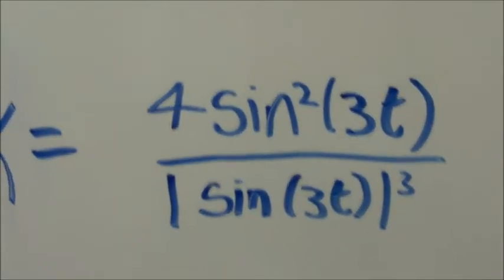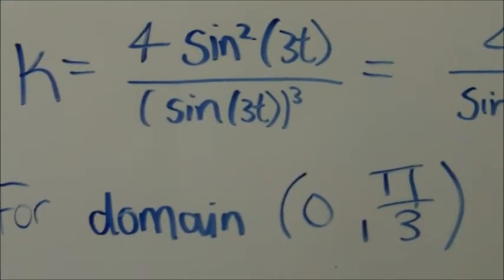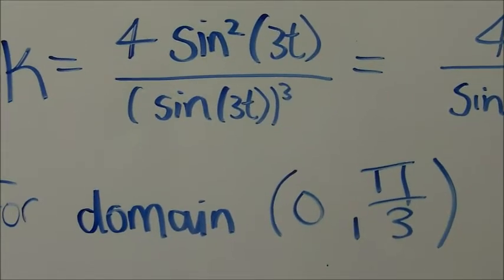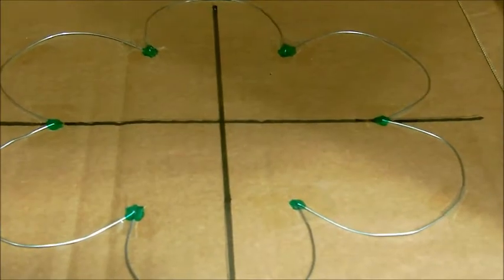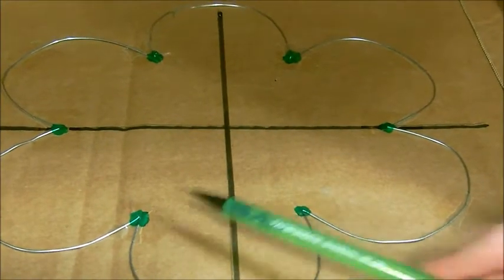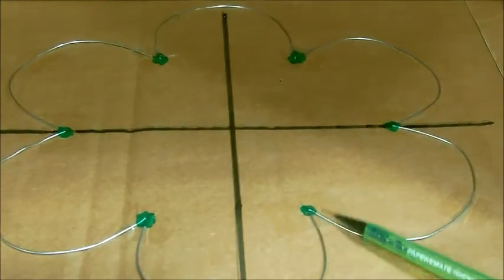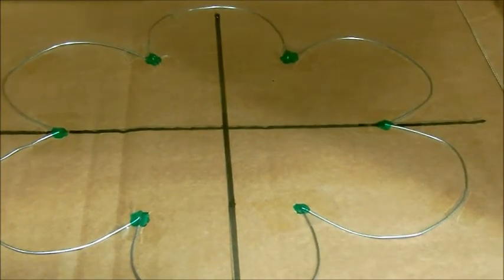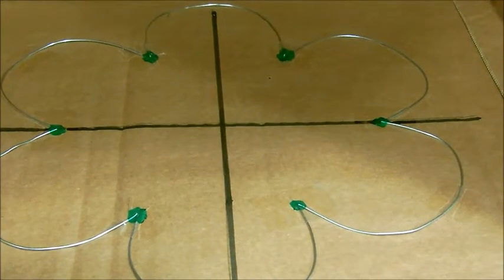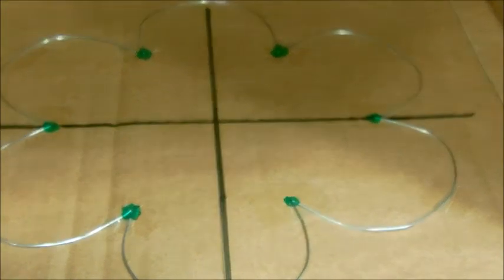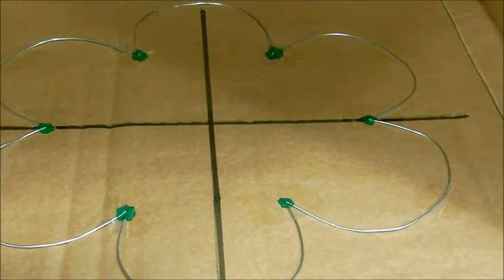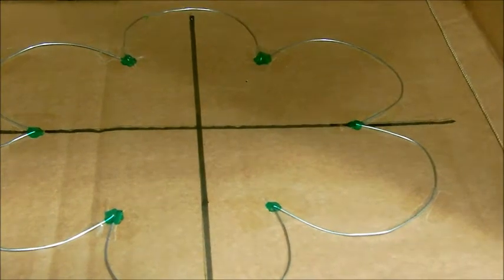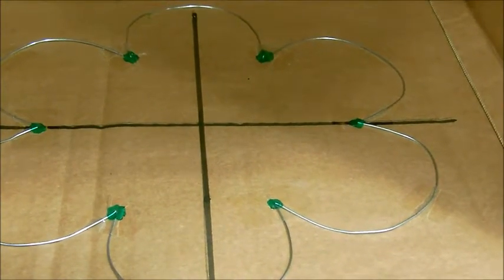As we have restricted to the domain between 0 and pi over 3, we know that this is positive, and so the curvature is positive, so it simplifies down to the following. We can see from looking at our model that when t equals 0 and t equals pi over 3, the curvature is undefined. When we look at t equals pi over 6, which is roughly about here, the curvature equals 4, which is the smallest curvature. And then as it gets closer and closer to 0, t equals 0 and pi over 3, the curvature increases until it reaches 0 and pi over 3, where it becomes undefined.